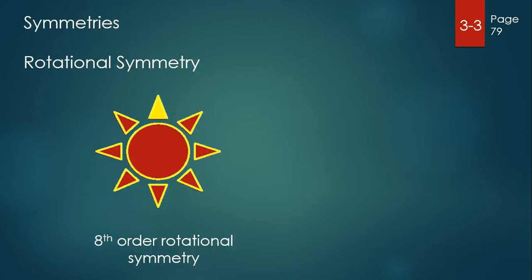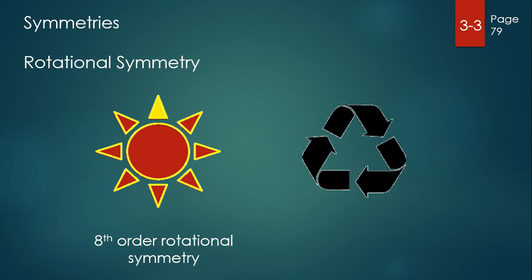So you may think, well, this had 8th order dihedral symmetry, so it must automatically have 8th order rotational symmetry. That's not always true. Think about this shape. This shape has 3rd order rotational symmetry, but it has no dihedral symmetry. There are no lines of symmetry that we could fold this shape on and have the shape match itself on both sides.